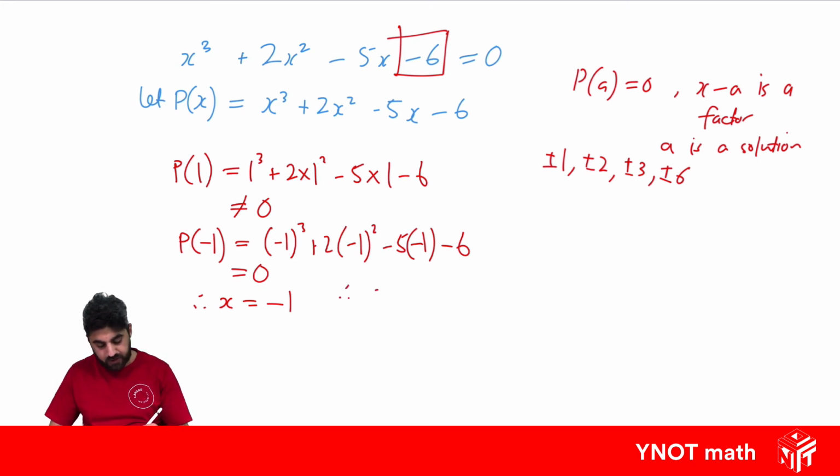Which also means that x plus 1 is a factor. You have a couple of options here. You could keep trying these other numbers and keep going until you get them equaling 0. Or you can do long division with x plus 1 and get a quadratic. Then just factorize that quadratic to get your solutions.